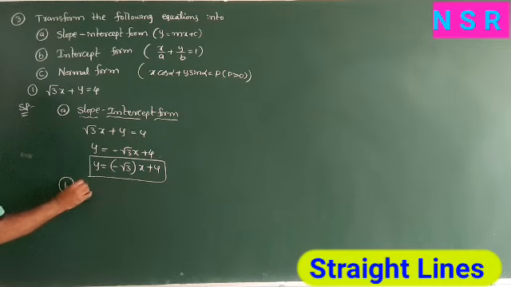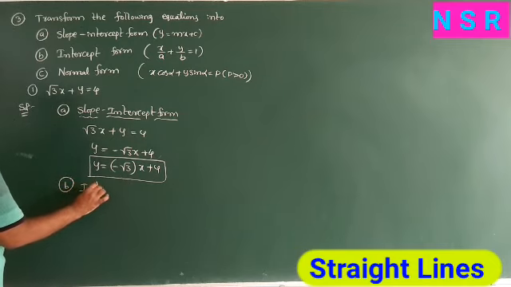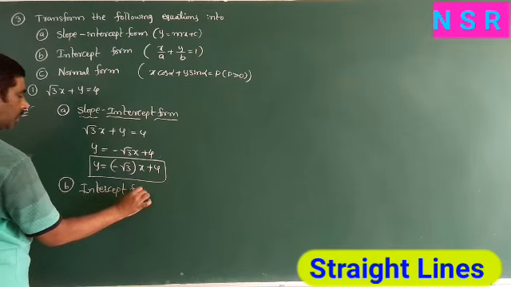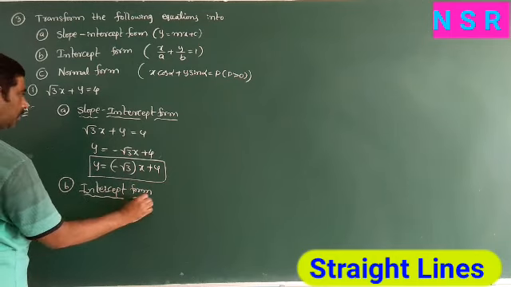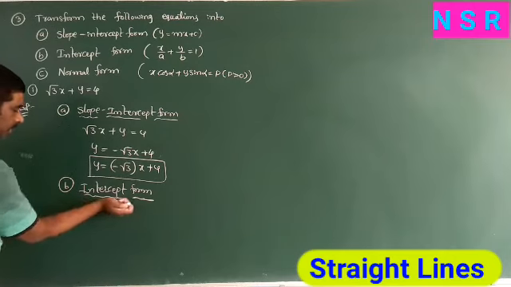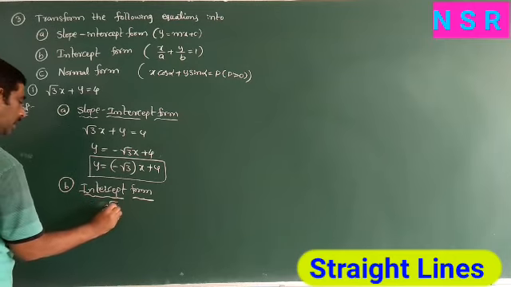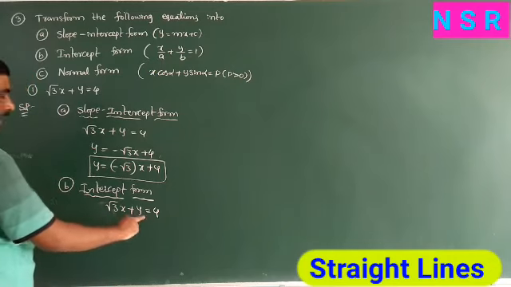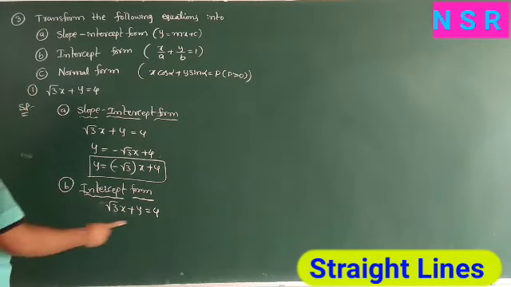Next, the second one is intercept form. It is given here root 3x plus y equal to 4. So what is intercept form? x by a plus y by b equal to 1. After the equal sign we have 1. So here 4 is there.